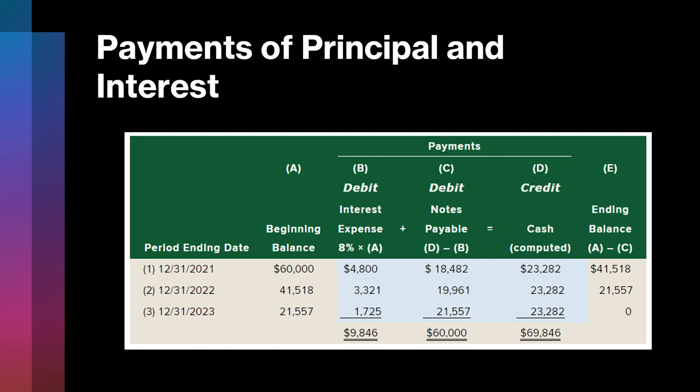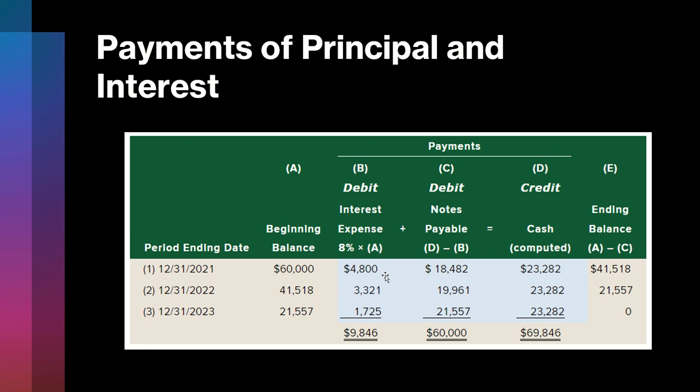So here's a schedule of the 3 annual payments of $23,282 made by Frank. For the first year, period ending December 31st, 2021, the beginning balance starts off at $60,000. That's the cash that was received by Frank from the lender. Then $4,800 is the interest expense that was calculated in step one on the previous slide by taking 60,000 and multiplying it by 8%.